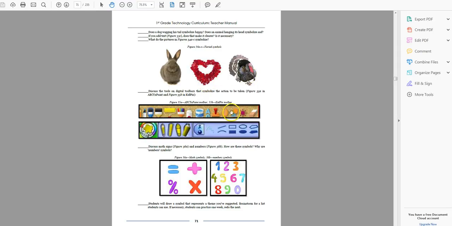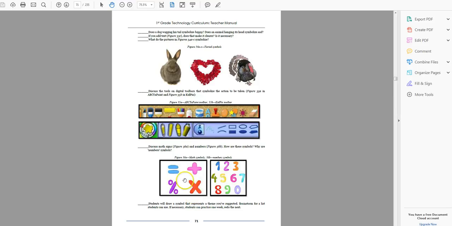And then get into the toolbars and point out, okay, these are all symbols on a toolbar. They're tools on a toolbar, but they're symbols of what's going to happen. If you click this, you're going to have one thing happen that doesn't happen when you click this. Same with this toolbar. So use the toolbar for your drawing program. This is ABC, this is Paint and this is KidPix. So use the one for yours.